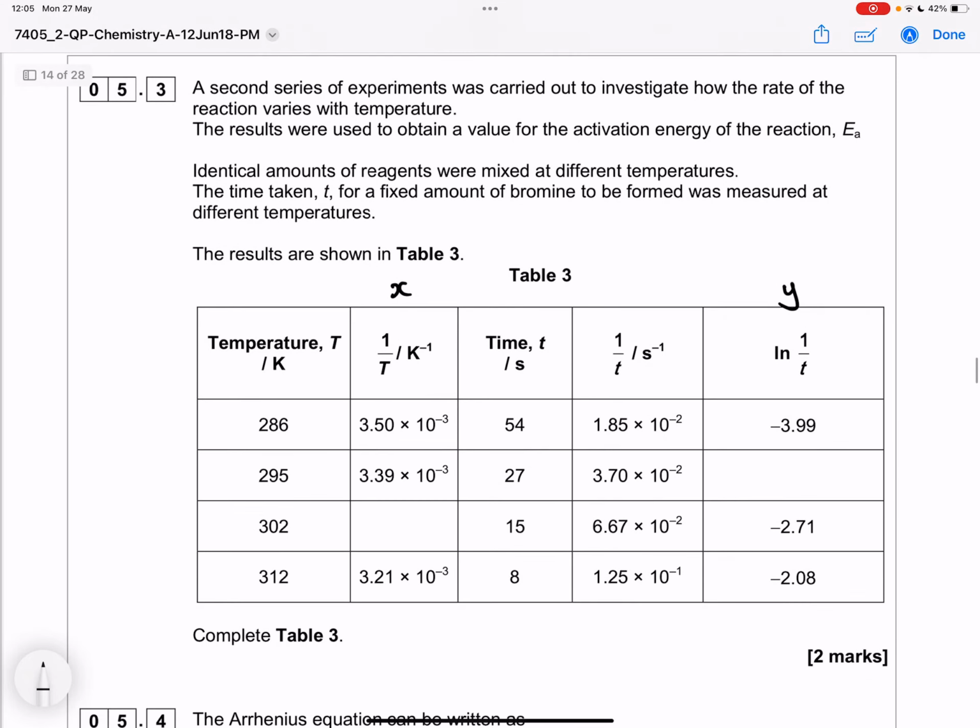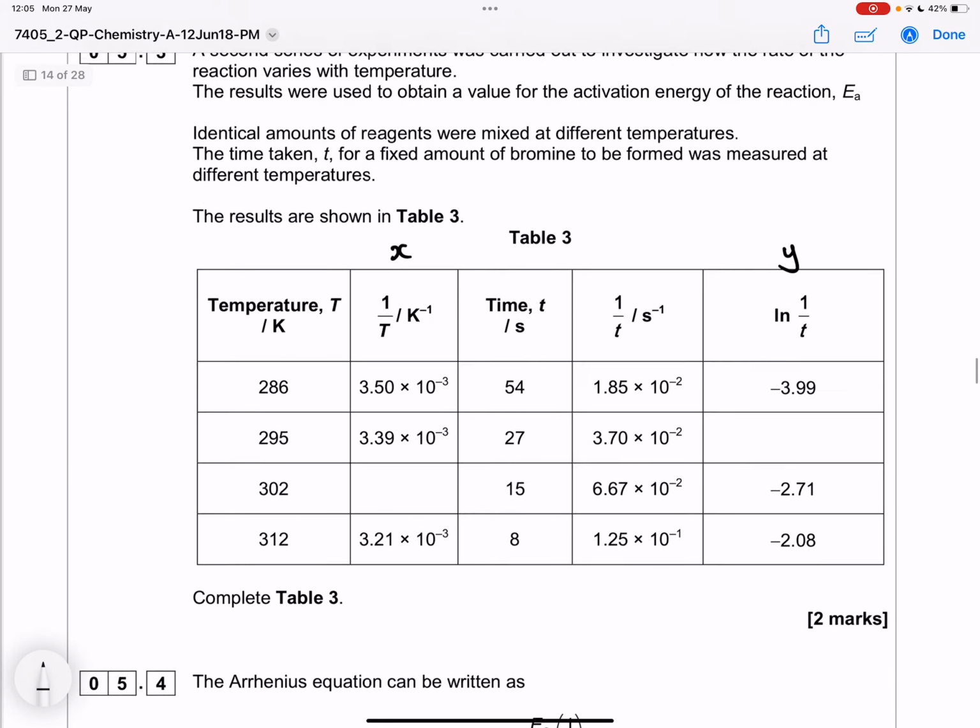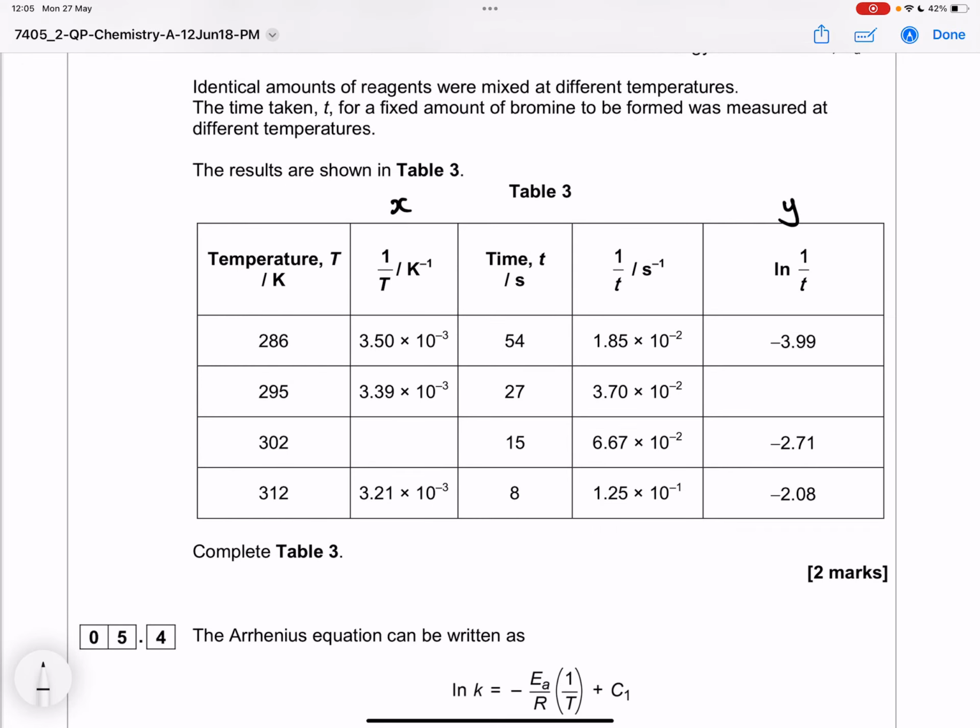The next part of the question asks us to do an Arrhenius plot. First thing we have to do is fill in the table. So if we do 1 over 302 on our calculator, we get 3.31 times 10 to the minus 3. And if we do ln of 3.7 times 10 to the minus 2, we get minus 3.297 or minus 3.30.